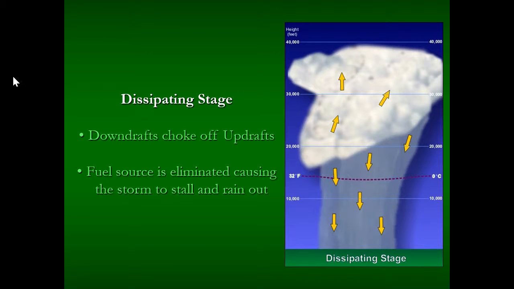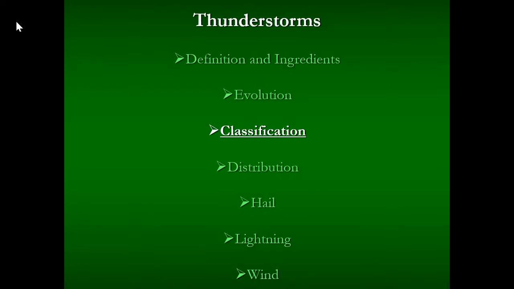The dissipating stage of the thunderstorm is where the downdraft becomes so large that the cooled air hitting the ground wafts not only forward but backward and chokes off the warm, moist air feeding the storm. At that point, everything just rains out and the thunderstorm dies. It dissipates. So those are the stages of the thunderstorm.